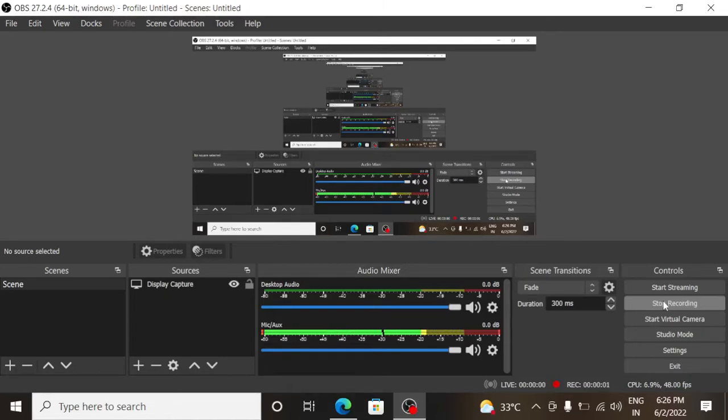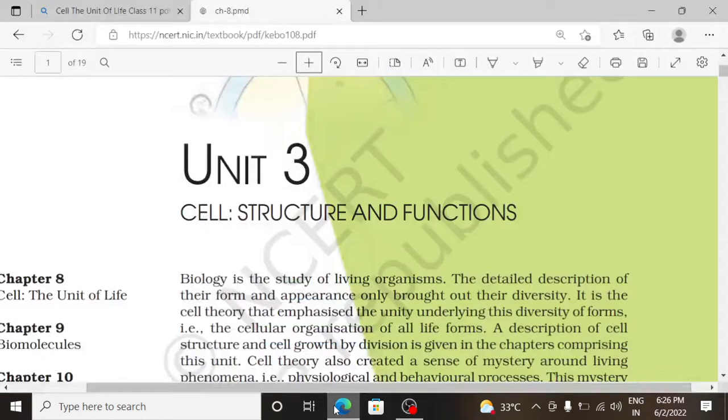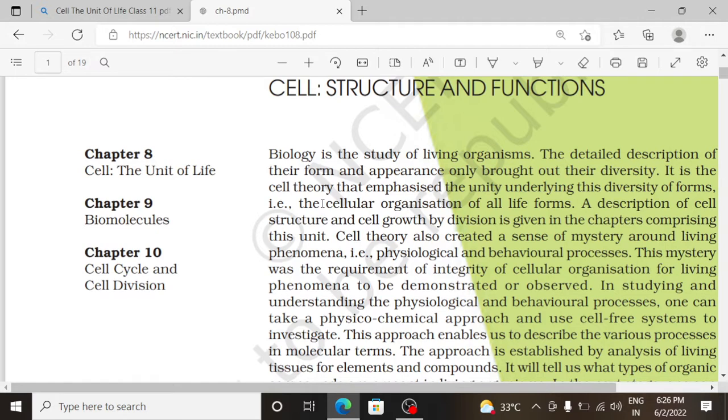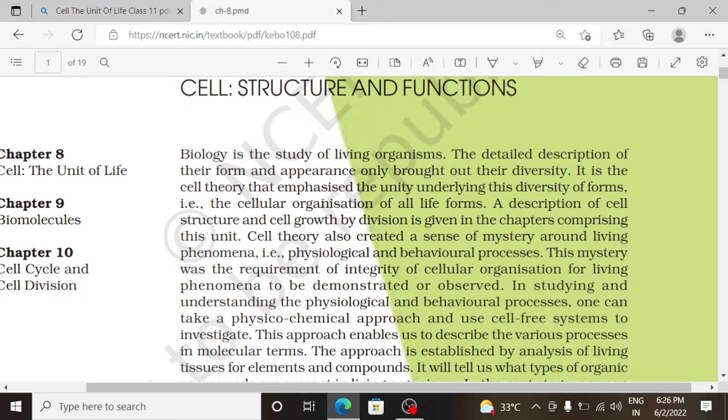Hello everyone, and today we are going to start excitingly the third unit of the biology textbook class 11, and the unit 3 is cell structure and functions. And in this unit we are going to learn about the lessons, that is cell the unit of life, biomolecules, cell cycle and cell division.